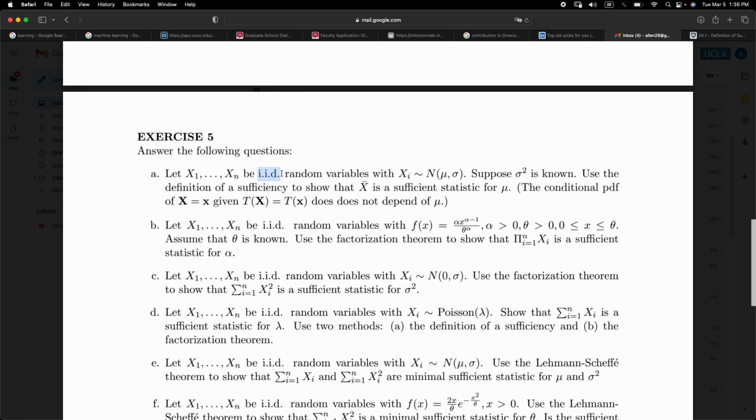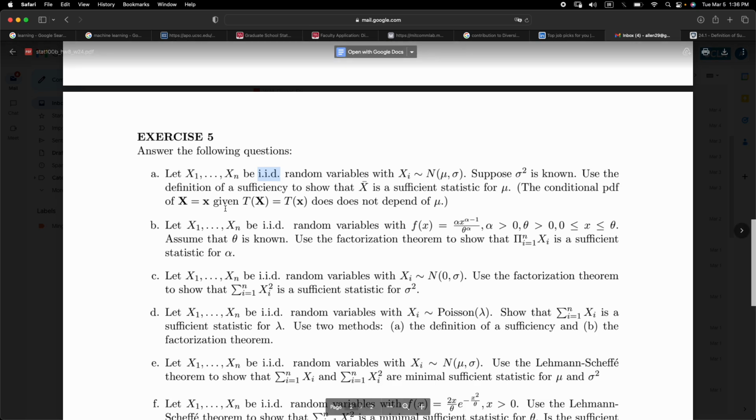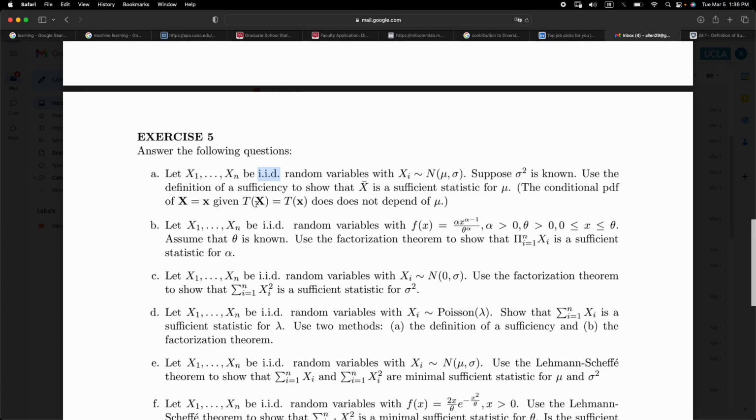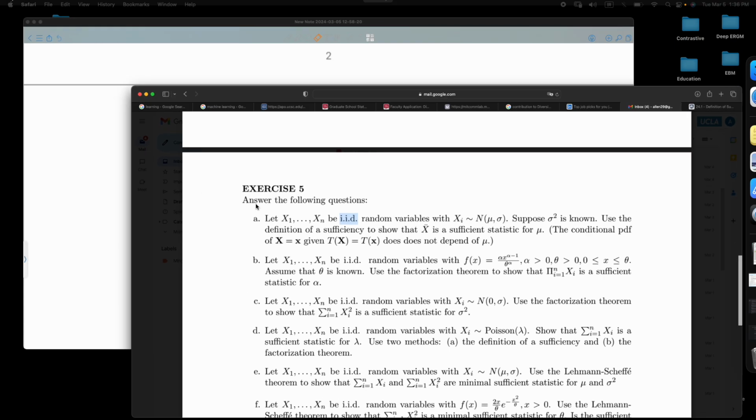So the definition for the sufficiency, or to show the sufficiency, is that the conditional PDF of x given the estimator does not involve mu, and then we can claim that this estimator T is a sufficient statistic for mu. So that would be the strategy here. But this is just coming from the definition of the sufficiency. Okay, so let's write down mathematically what that means.